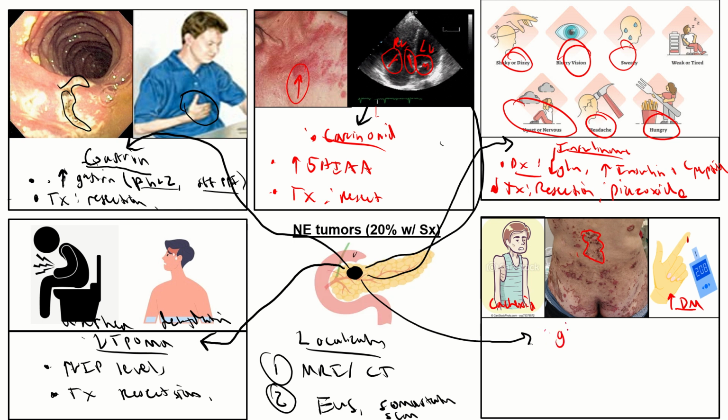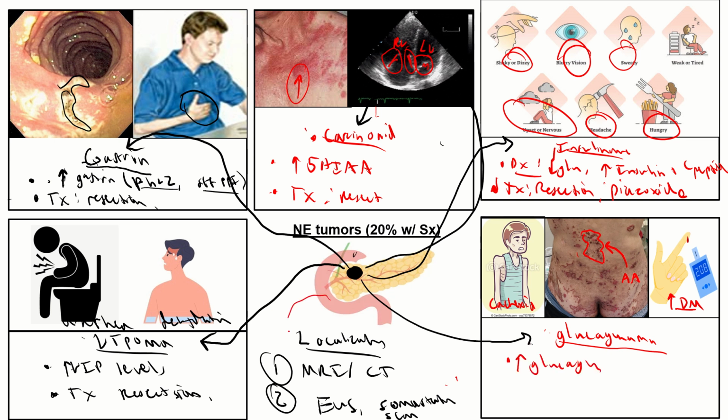This one is glucagonoma. This rash is thought to be due to the catabolic effects of glucagon and the inability of amino acids to get into the keratinocytes, and subsequent keratinocyte death with necrosis of the skin, causing necrolytic migratory erythema. Diagnosis here, elevation of glucagon.